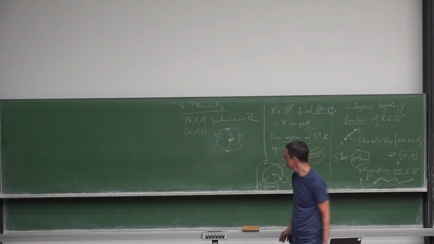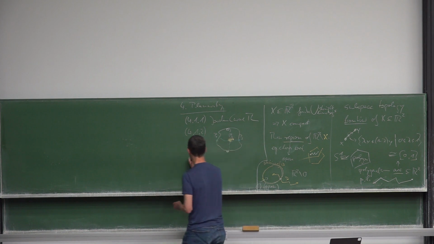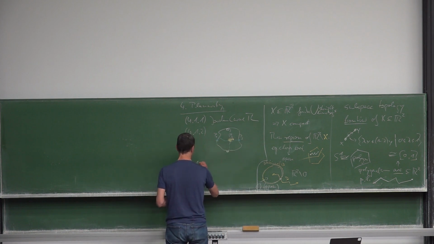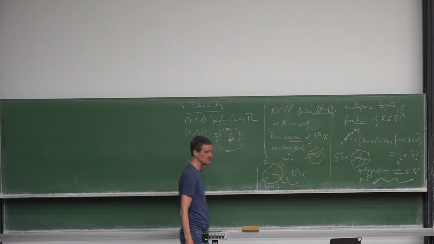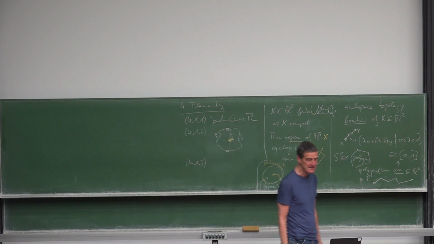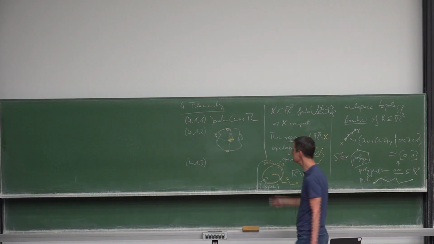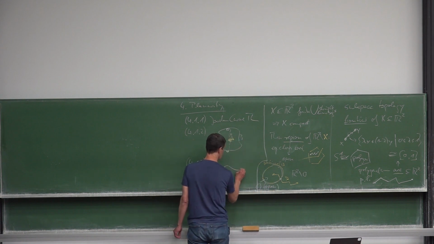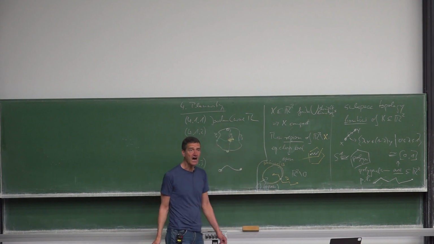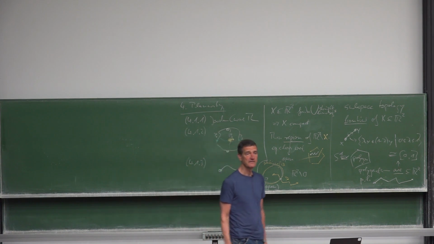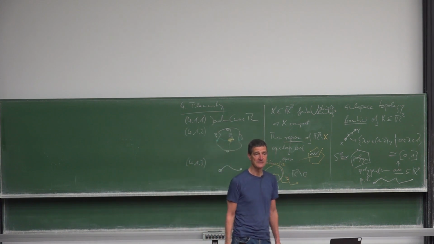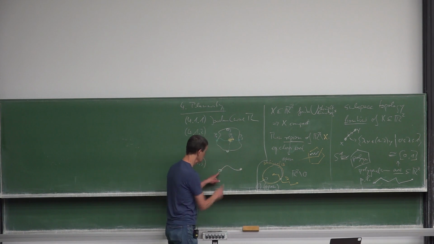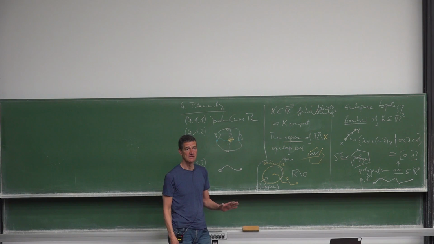And then the last statement that I want to tell you is basically that if you have less than a circle, if you just have an arc, then that doesn't separate the plane. So the plane minus 1 arc has only 1 region.